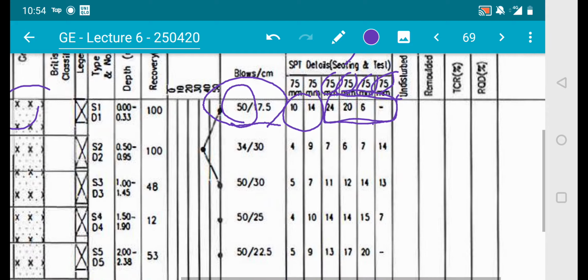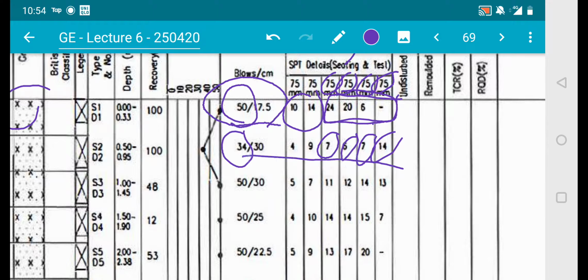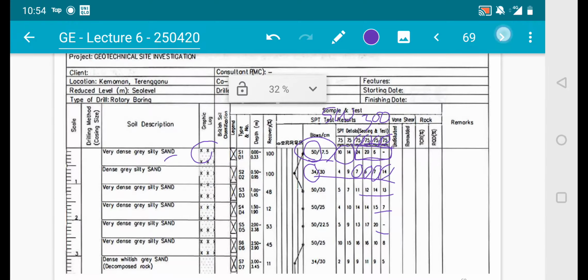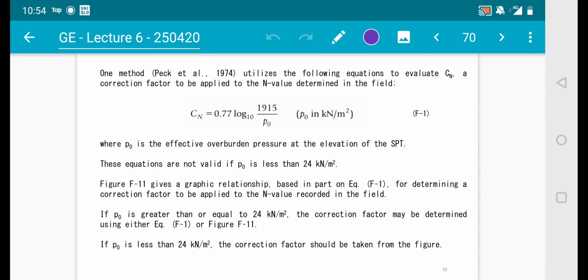The same goes for layer number 2. We have 7 plus 6, 13, plus 7, 20, plus 14, 34. That's how we get 34, and so on for the remaining layers as well. So that's how we calculate the N blow counts. Now let's see 2 methods of correction here.